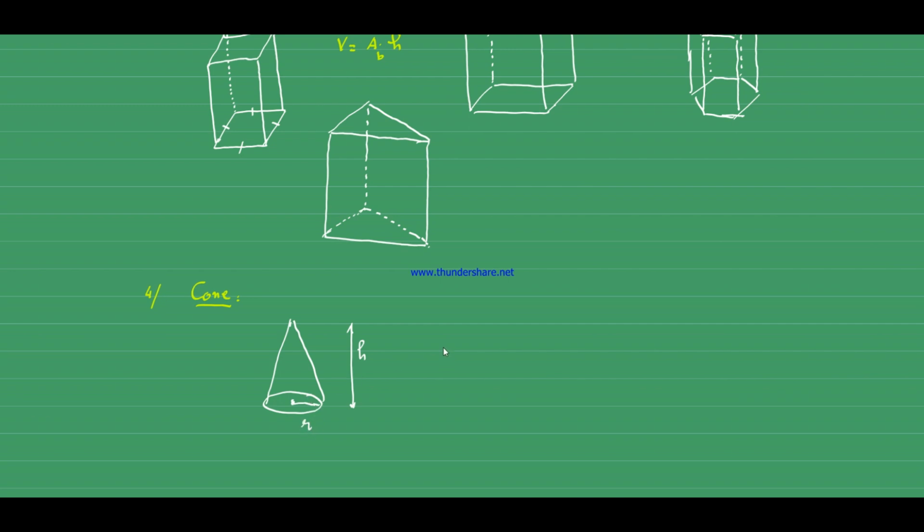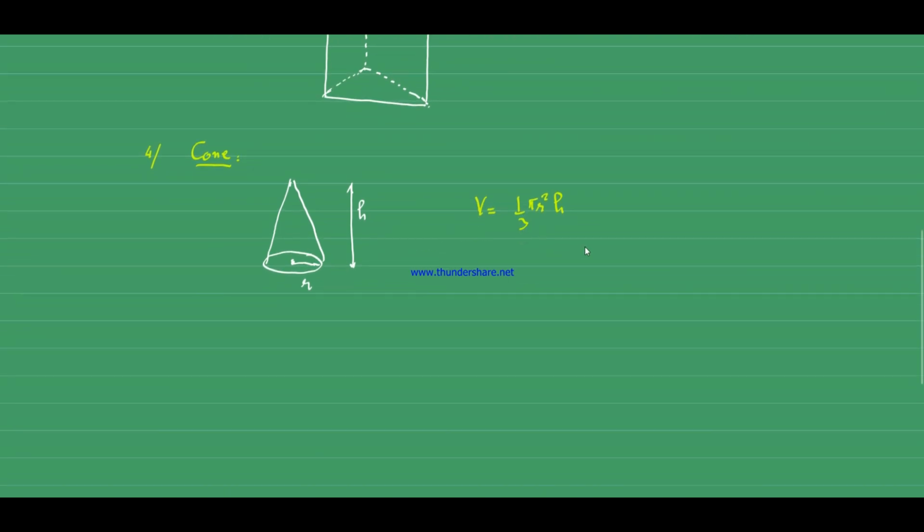Okay, so here we can find the volume easily. The volume is 1/3 pi r square h. So pi r square is actually the area, right? This would be the area of this circle. Okay, area of the circle. 1/3 pi r square h. All right.